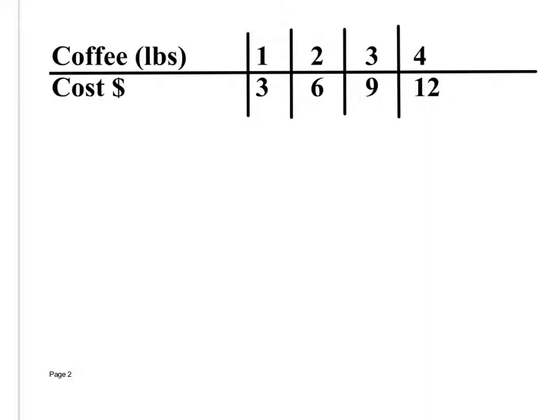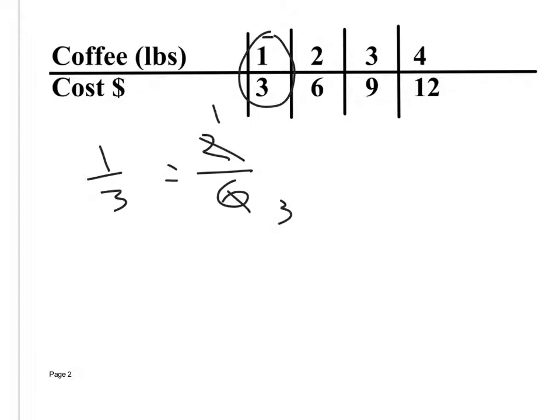So to figure out if coffee's relationship to the cost is proportional, I look at 1/3 and see if the rest of these ratios reduce down to that. I'm going to see if they're all equal to 1/3. So is 2/6 equal to that? Well, if I reduce both these by 2, I get 1/3. So are they equal? Yes. Now, just because one of them is doesn't mean the rest of them are. So you have to do the rest.